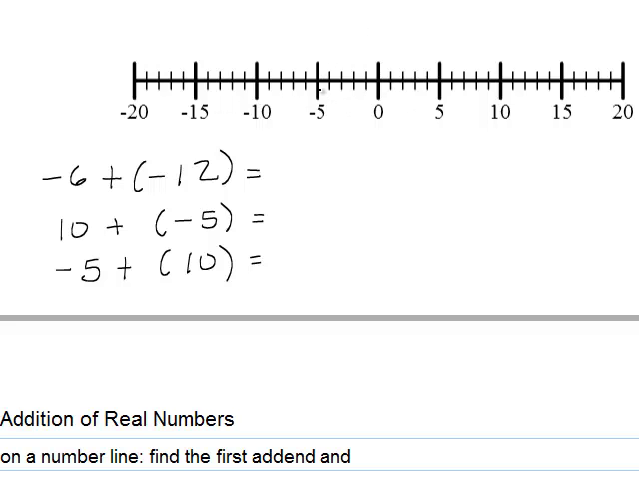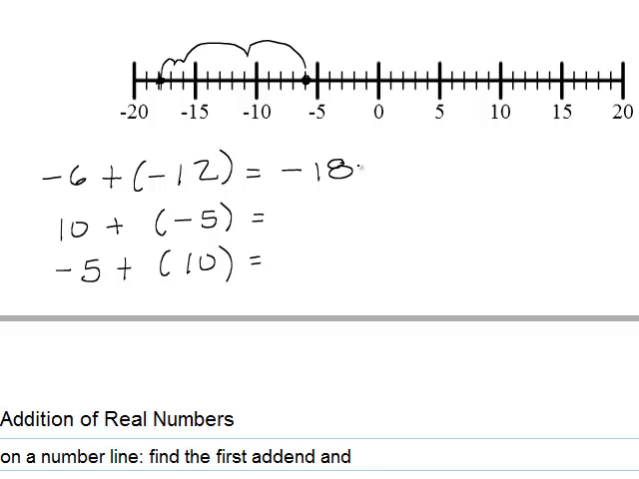Again, the negatives are less than 0. Here is -6. Then we're going to add a -12. And again, when we add a negative, we're going to move to the left. So here we're going to add -12. That's a -5, a -10, 11, 12. Here is where we end up. That's -18. When we added the two negative numbers, we combined them and we moved to the left.